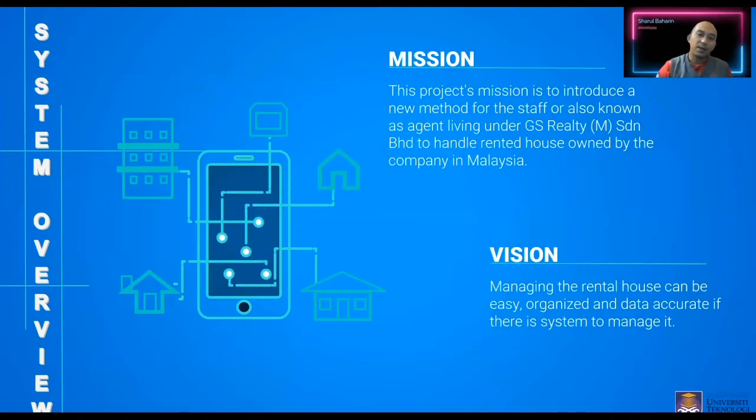Okay, now we go to the project mission and vision. This project mission is to introduce a new method for the staff, also known as agents, working under GS Realty Berhad to handle rented houses owned by the company in Malaysia. The project vision is that managing the rental house can be easy, organized, and data accurate if there is a system to manage it.